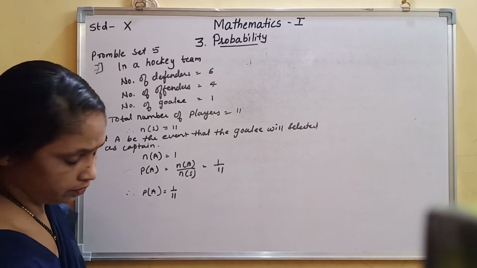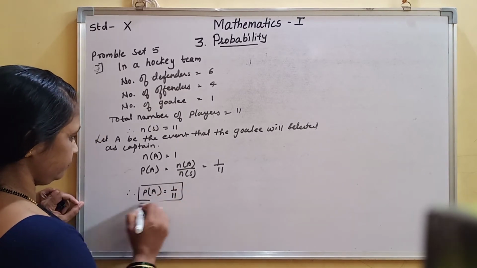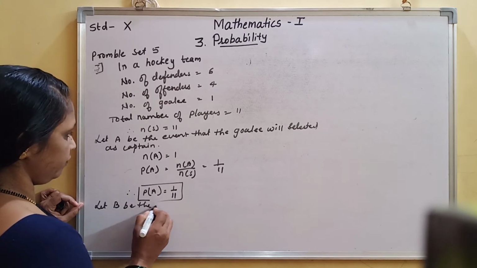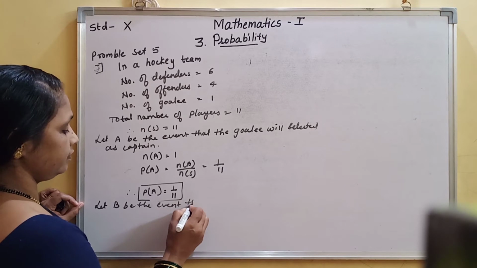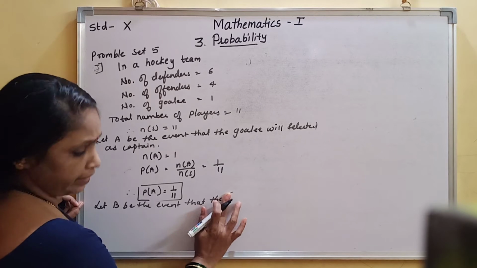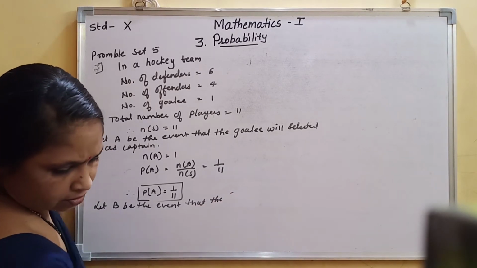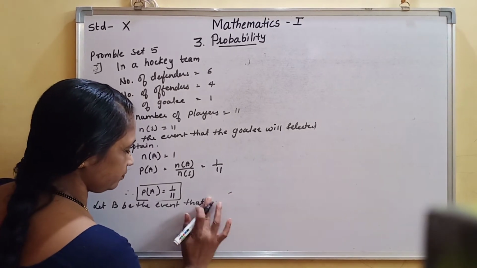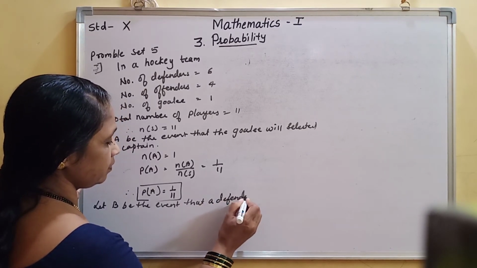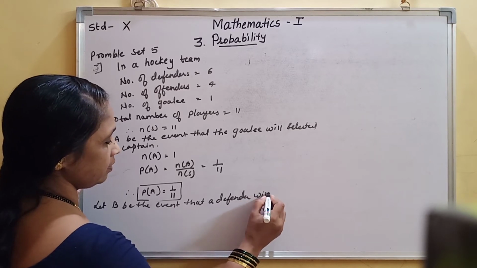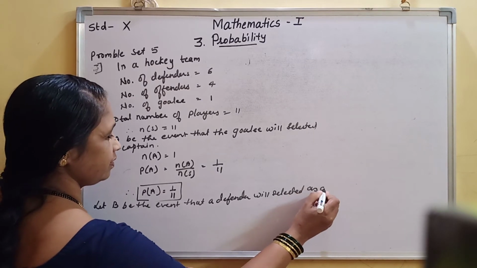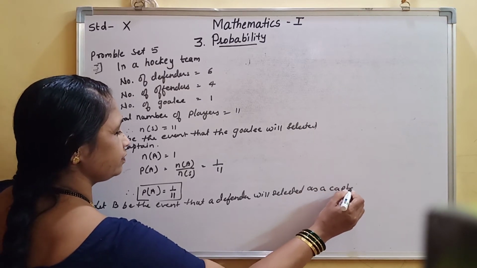Okay. Now next you have to find out: let B be the event that a defender will be selected as captain. It will be what?